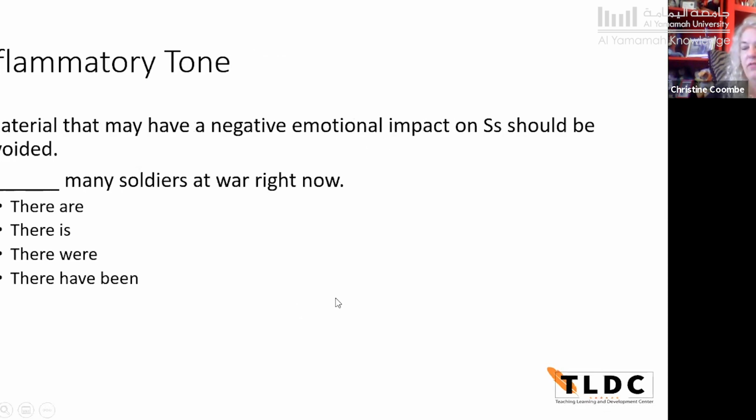If we look at the inflammatory tone type of item violation, we need to think about how test-taking procedures are emotional. Students have high anxiety when they start a test. So we need to avoid material that has a negative emotional impact on students. Here, for example, this would not be a problem if you live in a country where soldiers are at war, but this would be a problem for some places around the world.